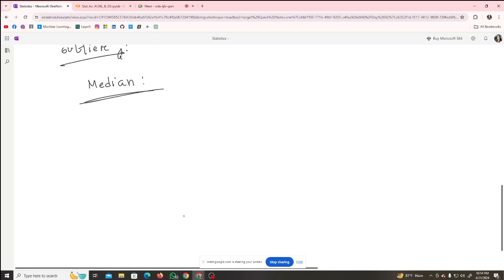Okay, so you know what is median? We use median to solve the issue that we found in mean. And median works perfectly with outliers. So when we have a lot of outliers in our data, we are going to use median.